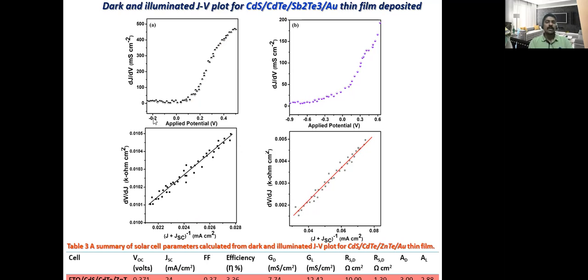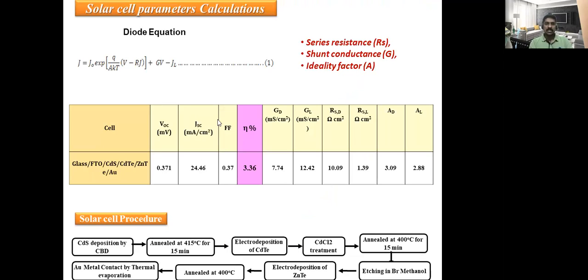This graph consists of dJ/dV versus applied potential, which is used to calculate the shunt conductance, series resistance, and the ideality factor. So this is the value which is calculated according to the structure, and this is the solar cell procedure.